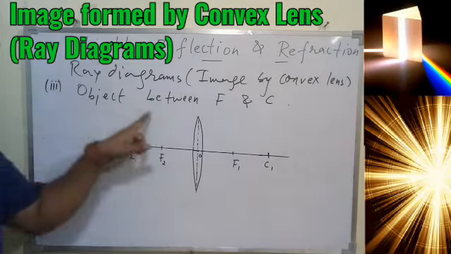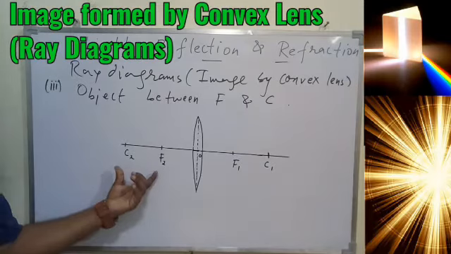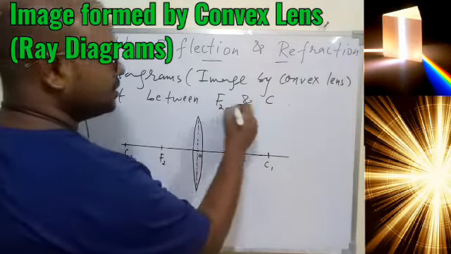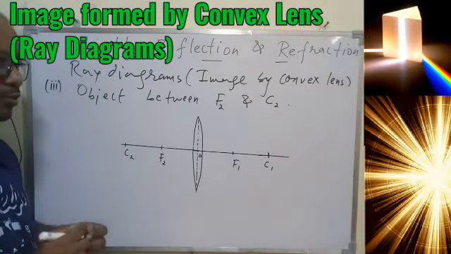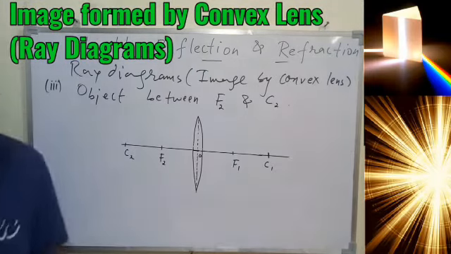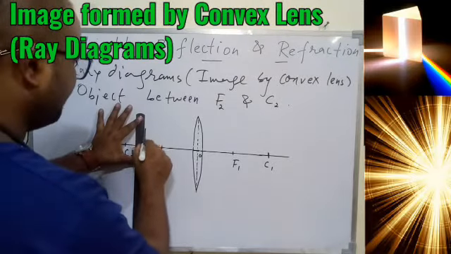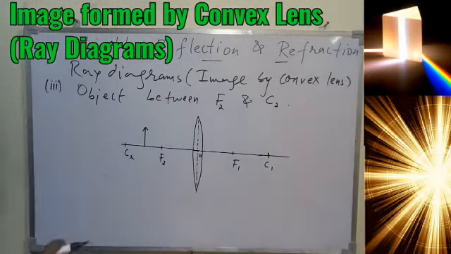Now the condition is object between F and C, and we have to place it on the left hand side. F and C means between focus and center of curvature, so we are basically talking about F2 and C2. Even if it is not given as F2 and C2, it is understood we have to place the object between focus and center of curvature on the left hand side. One thing we understood, the object has to be upright above the principal axis. Okay, and then let's go for the rules we know.